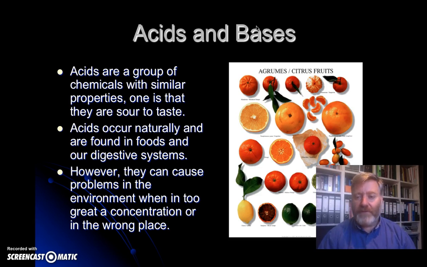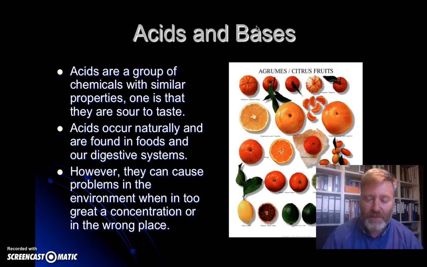We know them from our food. There's things that taste sour, so that lovely sour taste means you've got an acid of some sort in your mouth. And quite a lot are naturally occurring. We have them in our digestive system to break down our food. Our food contains acids. And it's only really a problem when we have too much acid in a place.